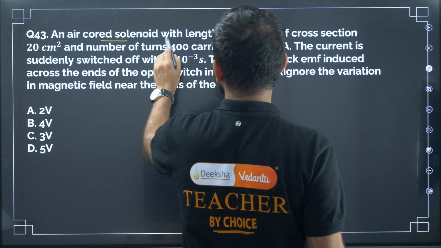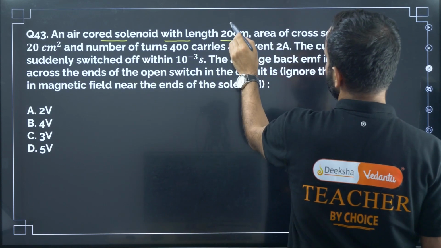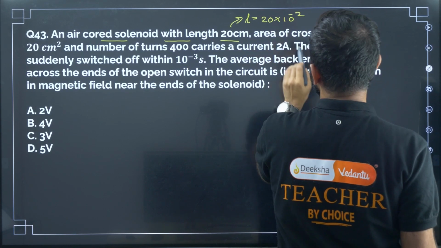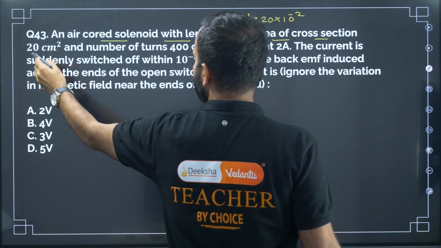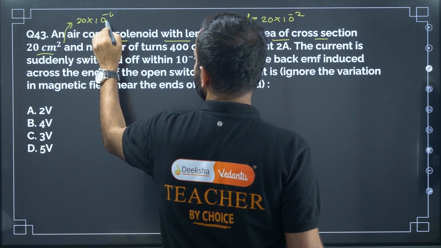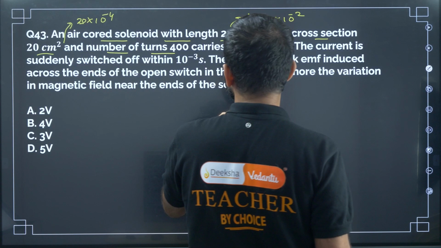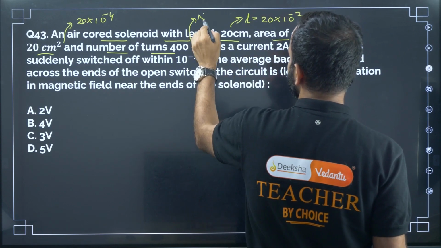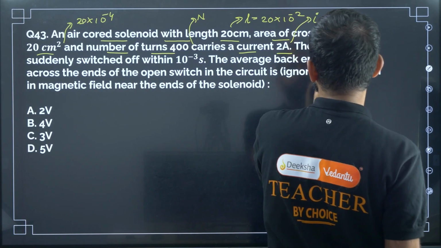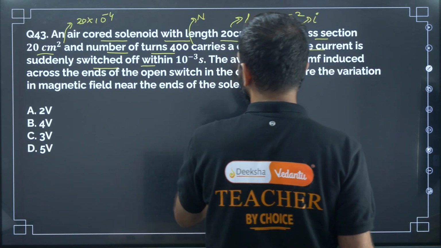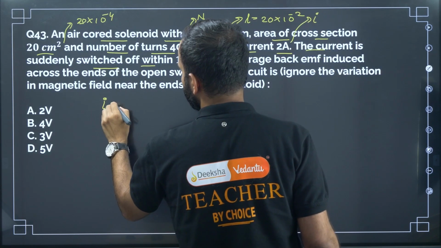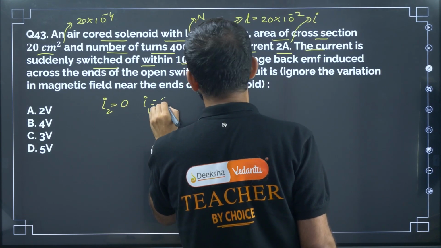An air-cooled solenoid with length 20 centimeter, L equal to 20 into 10 to the power minus 2, area of cross section 20 centimeter square, that is 20 into 10 to the power minus 4, and number of turns 400, N equal to 400, carries a current I equal to 2 ampere. The current is suddenly switched off within 10 to the power minus 3 seconds. That is I2 is equal to 0, I1 is equal to 2 ampere.